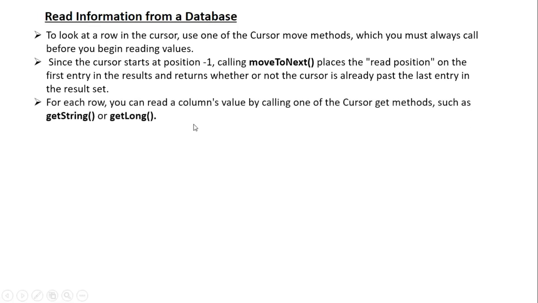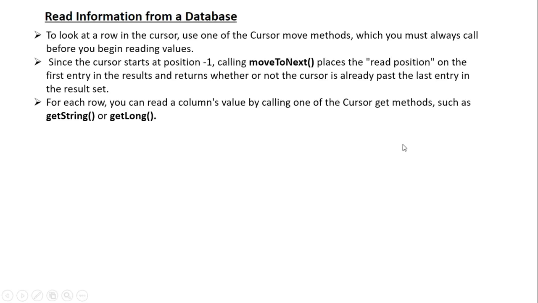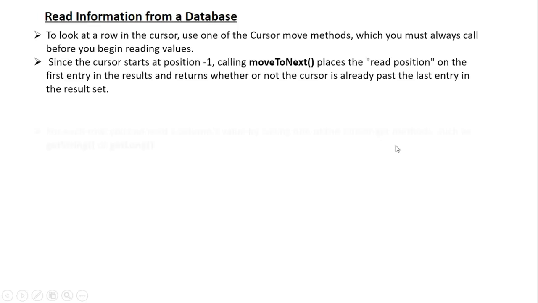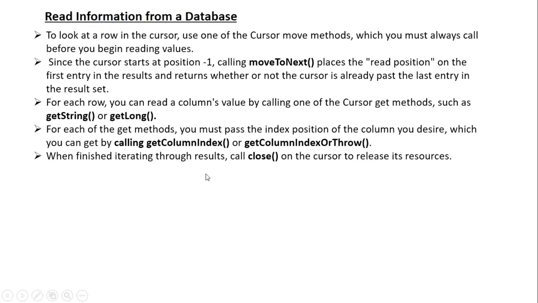For each row, you can read a column value by calling one of the cursor get methods such as getString, getLong, getBoolean, etc. For each of the get methods, you must pass the index position of the column you desire, which you can get by calling getColumnIndex or getColumnIndexOrThrow. When you finish iterating through the result, call close on the cursor to release its resources.